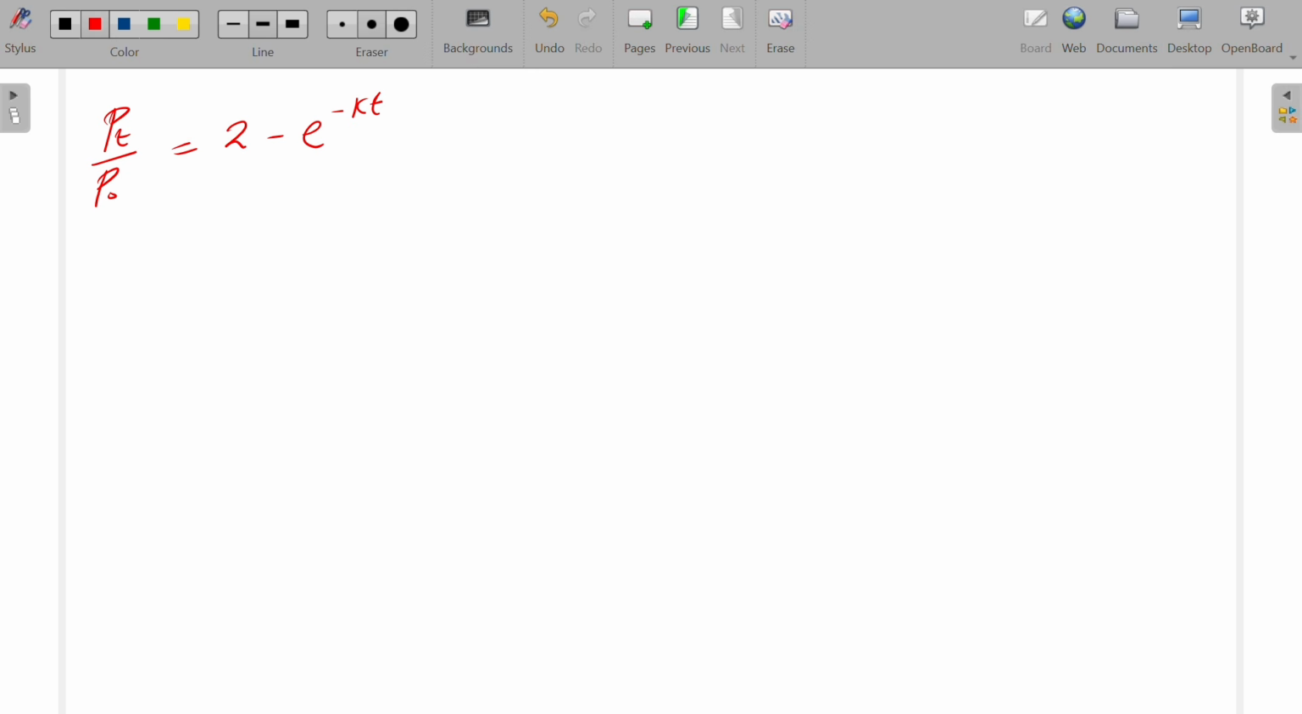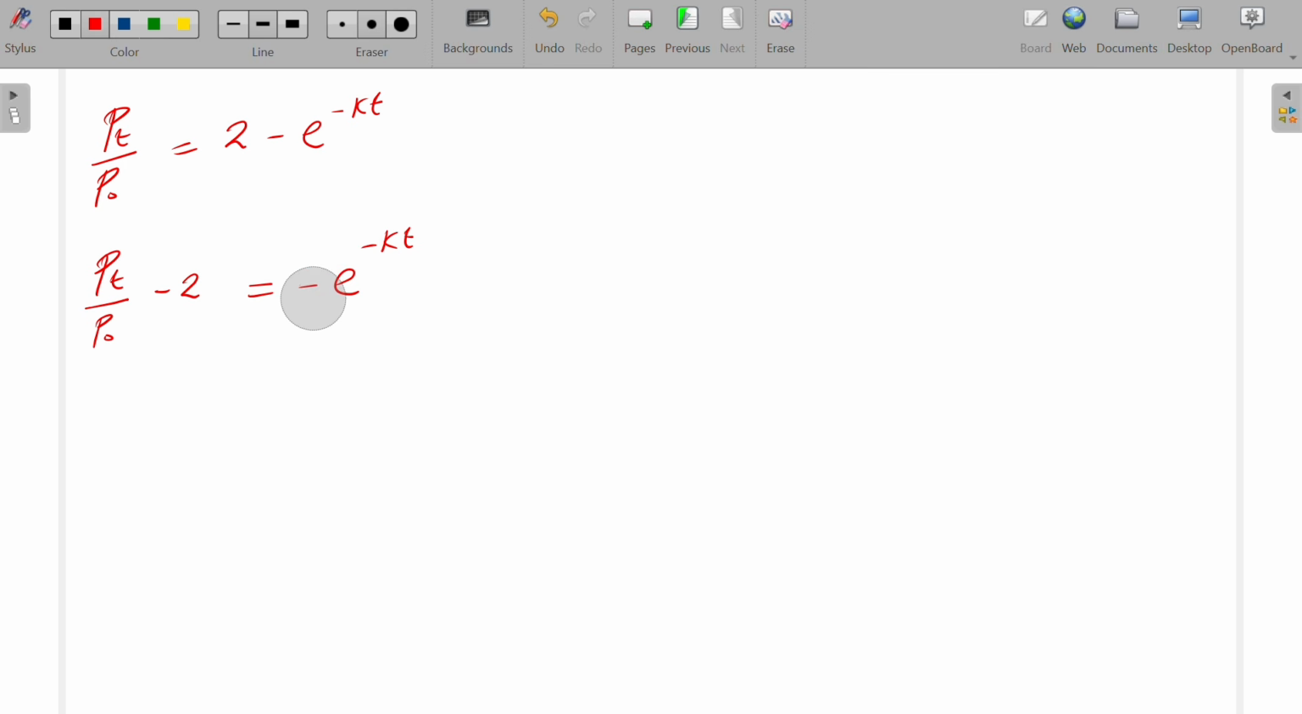So when you do that, what we are having now is PT over P initial. When the 2 goes on the other side, it will be minus 2. And this whole thing will be equal to minus E, not E, but minus E. We'll have minus E to the power of minus KT like that. Yes, that's what we are going to have.